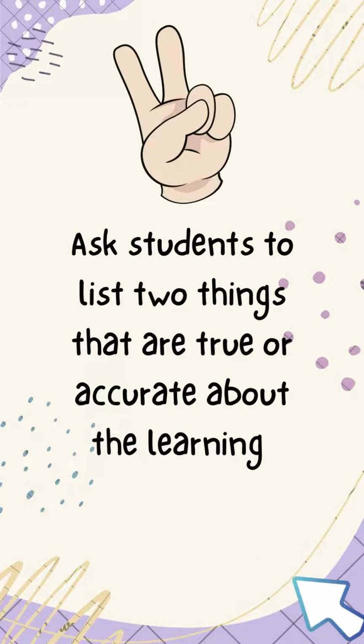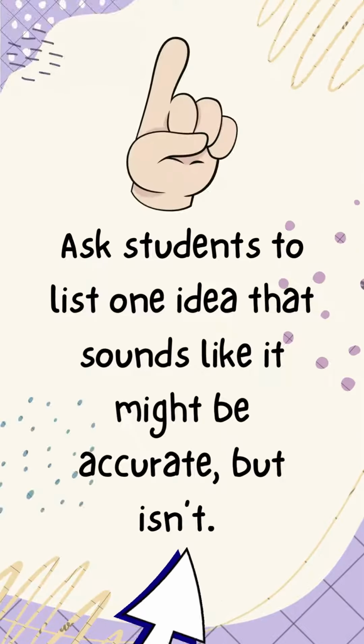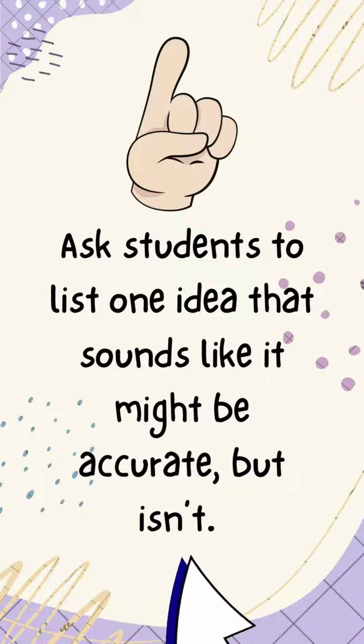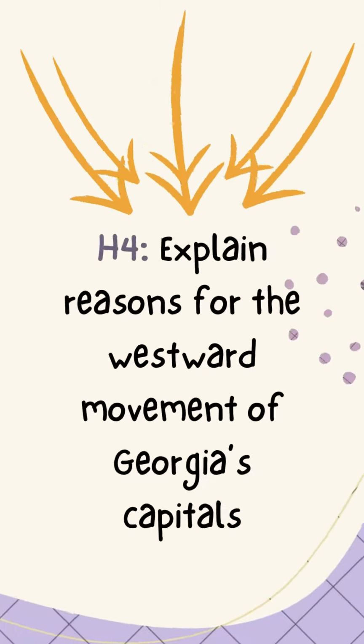And here is how. What you're going to do is ask your students to list two things that are true or accurate about their learning. This could come at the end of a work session, at the end of a chapter, at the end of a unit. You're also going to ask them to list one idea that sounds like it might be true and accurate, but in fact is not.